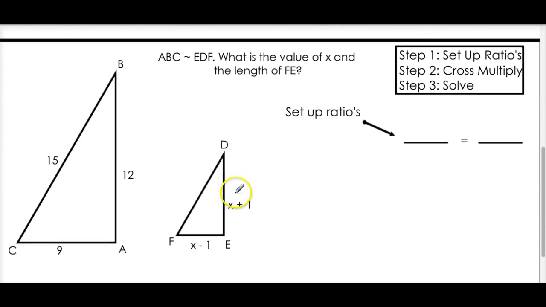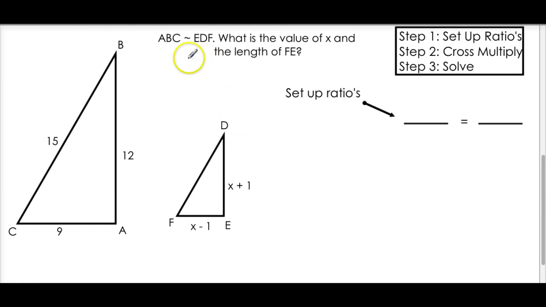Okay, moving to our last problem, okay? We know triangle ABC is similar to triangle EDF, okay? ABC is similar to EDF. What is the value of x and the length of FE? So it's asking us two things. What's the value of x and the length of FE? All right? Well, what we have to do now is just once again set up our ratios. If they're similar, we know we should set up our ratio to find the lengths of these sides. So let's do that, okay?